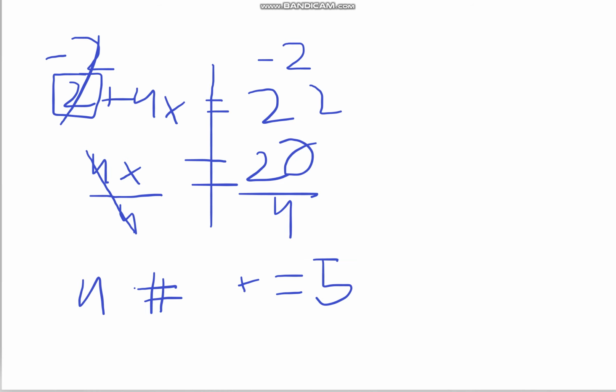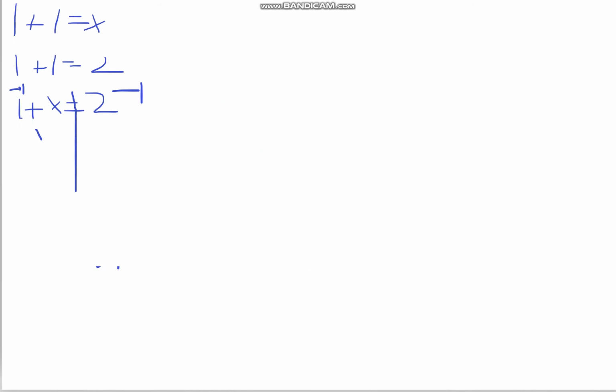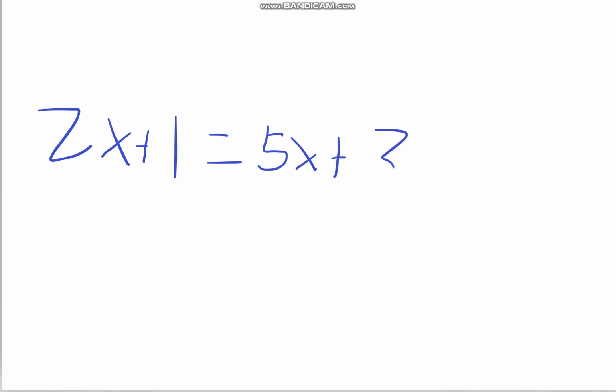Now let's do an even harder equation. I'll knock out all the Khan Academy requirements. 2x plus 1 equals 5x plus 3. Ooh, how am I supposed to figure this out? Well, I'll have to first show you in a graph.